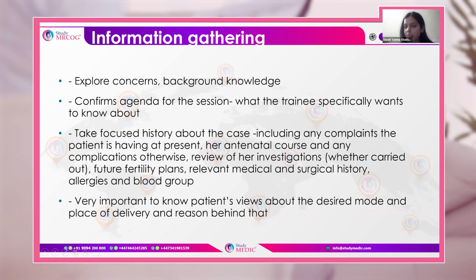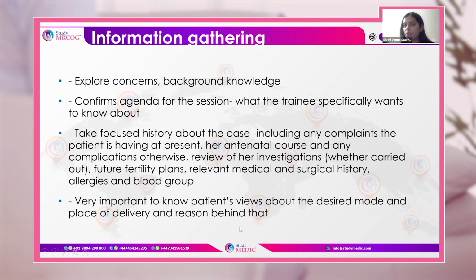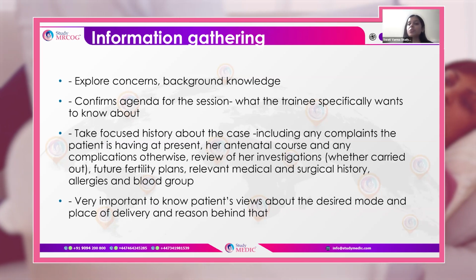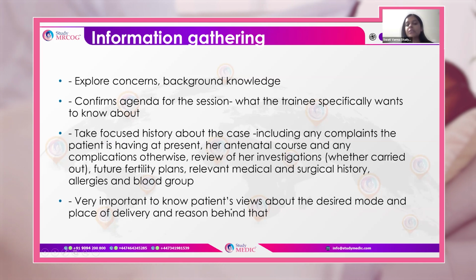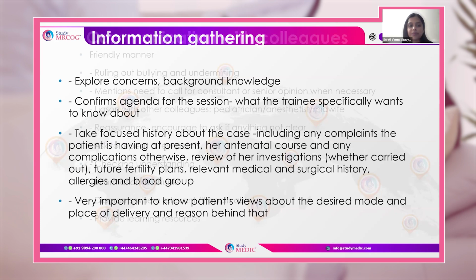So tell your role player about this, that you need to ascertain whether patient is ready for ECV or not, whether patient wants an elective cesarean section or whether she wants vaginal breech birth. You have to teach the role player that it's important to place patient's views as a priority.